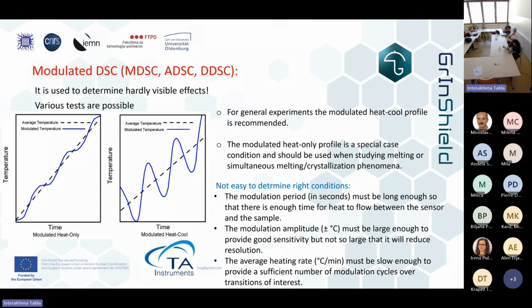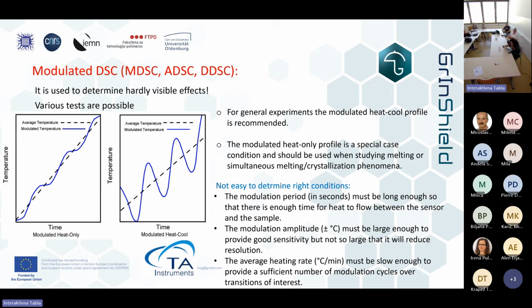Then there is another technique, it's called modulated DSC, with various abbreviations. This we can use to determine hardly visible effects. Sometimes we know there is something going on, but we don't know what, because the DSC curve is complicated, especially if you have some blends of polymers, and so then we use modulated DSC. This technique is slower, so it takes a lot of time.